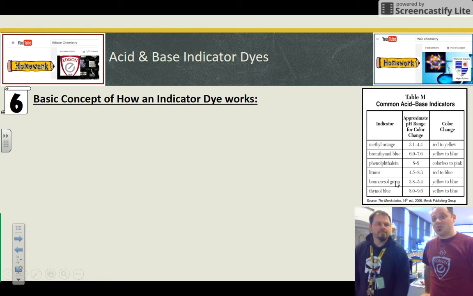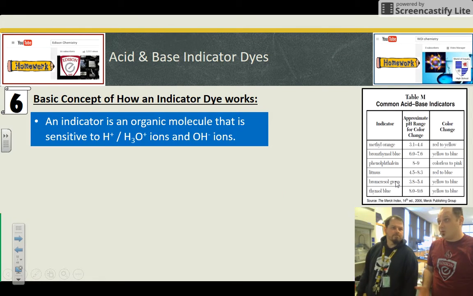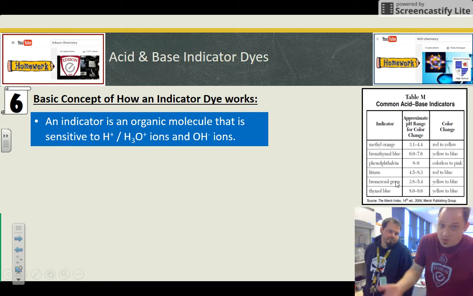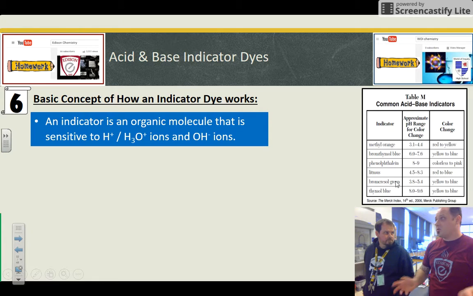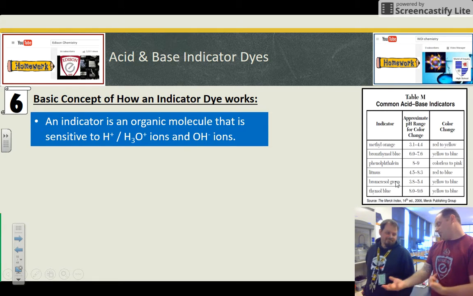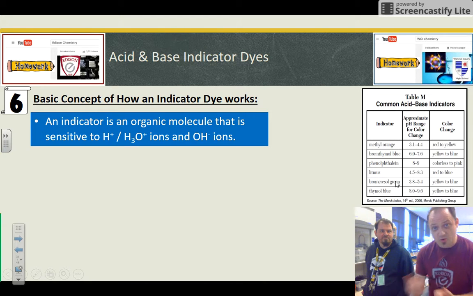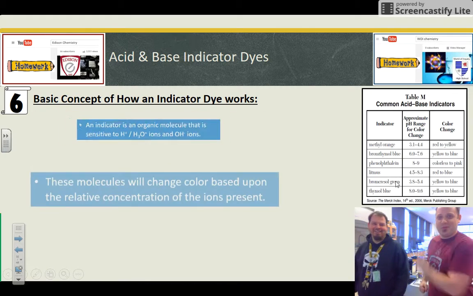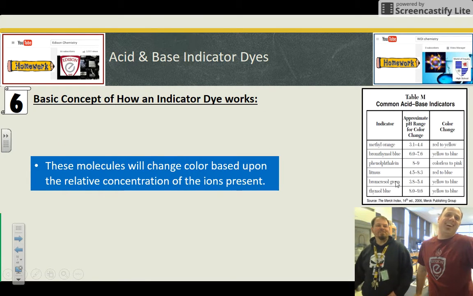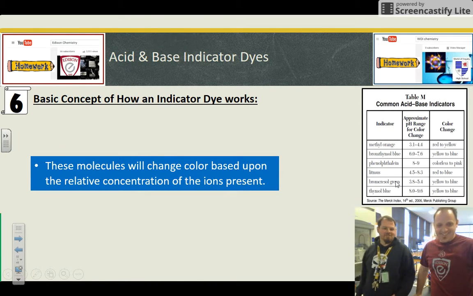But indicator dyes are really cool because they are molecules. An indicator molecule will change its color because it's sensitive to acids or bases. Technically, indicator dyes are Bronsted-Lowry acids or bases, and when they accept or donate protons based upon whatever's around them, they change their shape, and when they change their shape, they change the wavelength of light that they reflect because of the pi orbital systems. So they basically just change color based on the relative concentration of the ions that are present in the solutions you are testing.